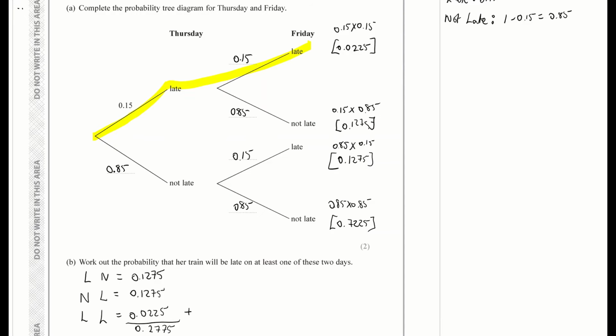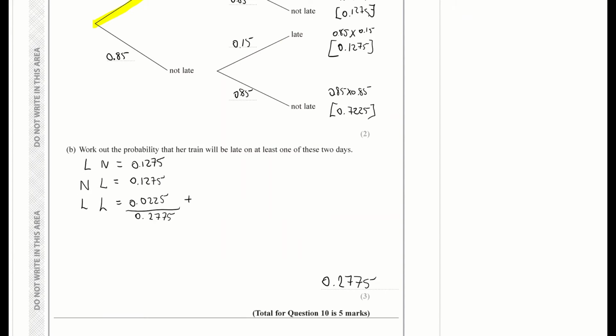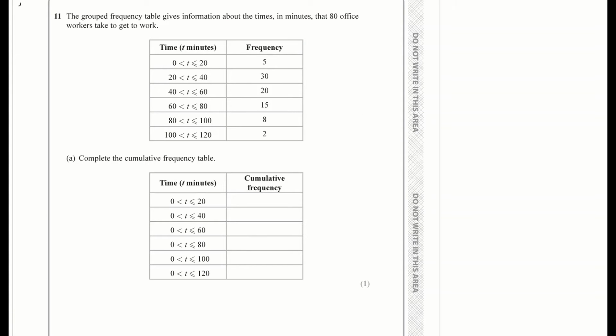Moving on to question 11. 11A, the grouped frequency table gives information about the times in minutes that 80 office workers take to get to work. In part A, complete the cumulative frequency table. So basically what we're doing here is we're adding them.